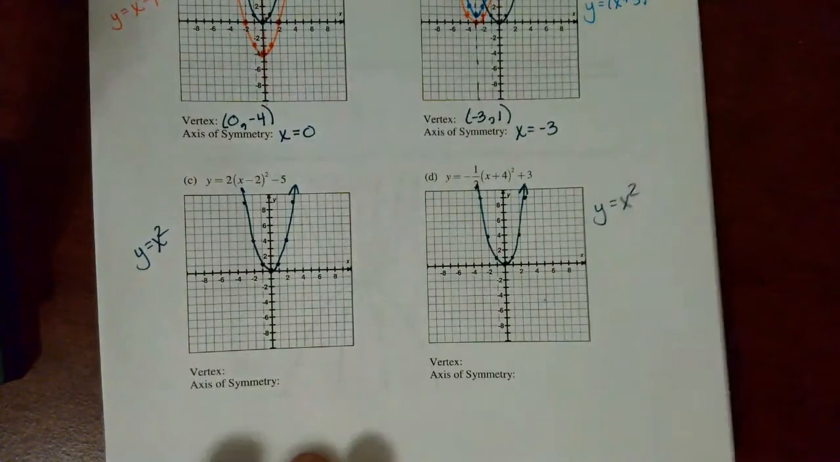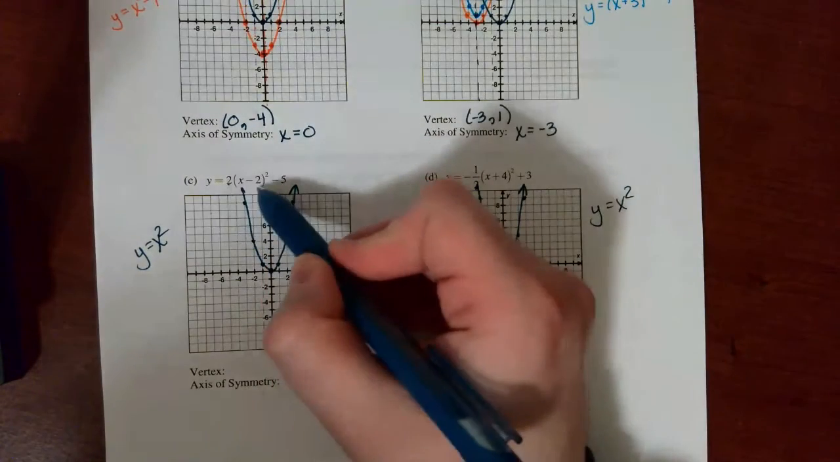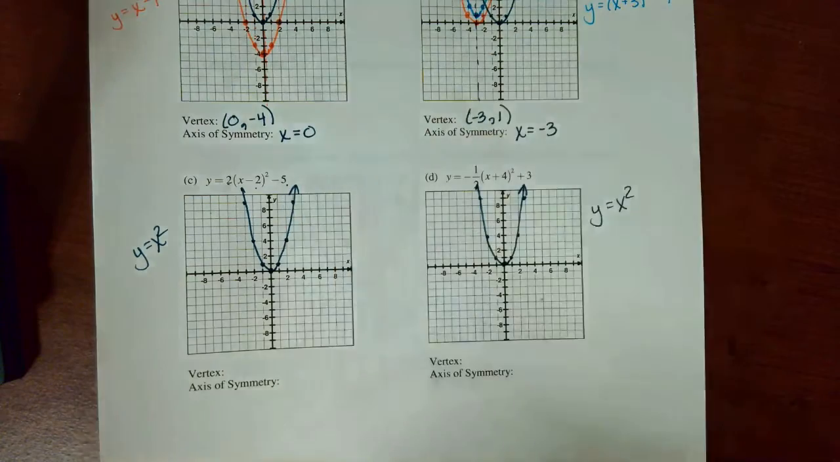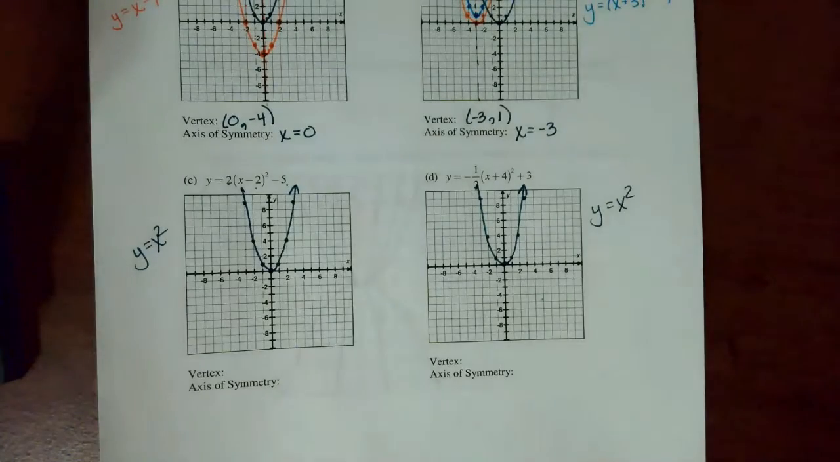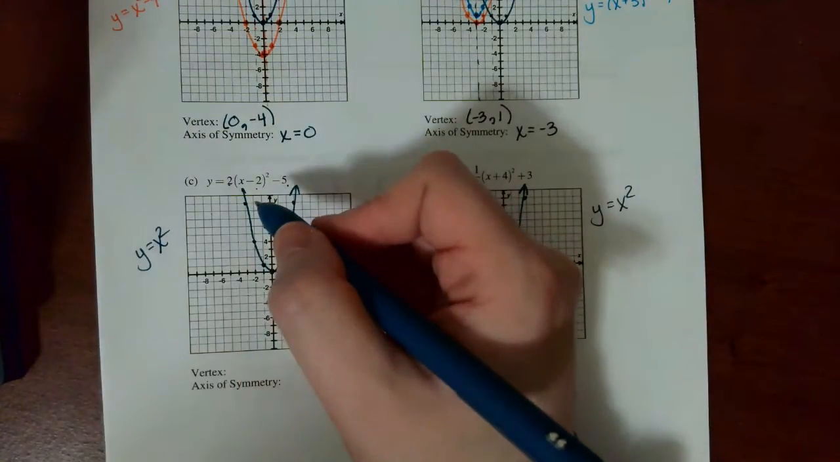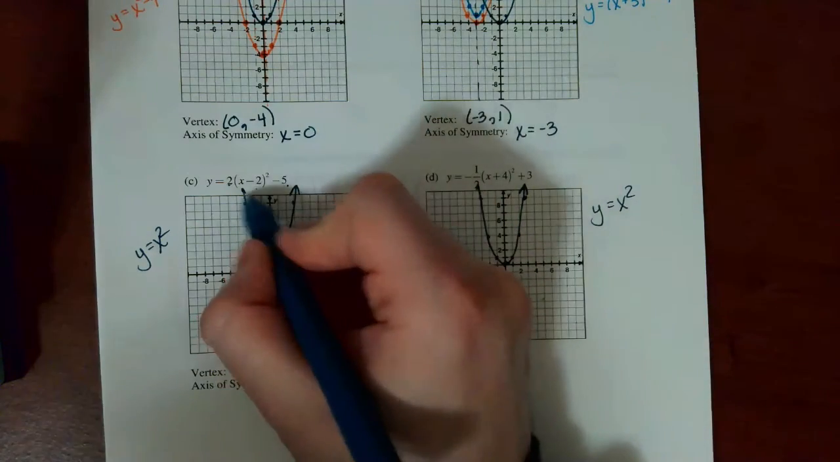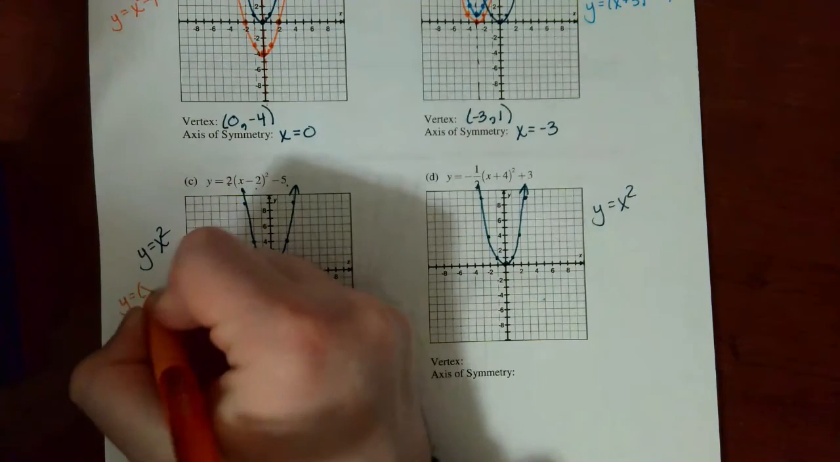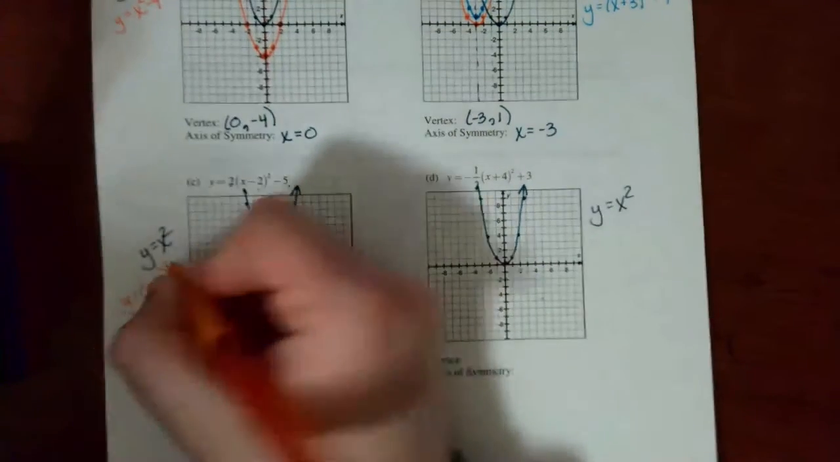Letter C. There are 3 things to deal with here. The 2 out front, the -2 inside, the -5 at the end. Which one should we deal with first? First step needs to be the horizontal shift. That's the -2 inside. So we need to go graph y equals x minus 2 in parentheses squared.